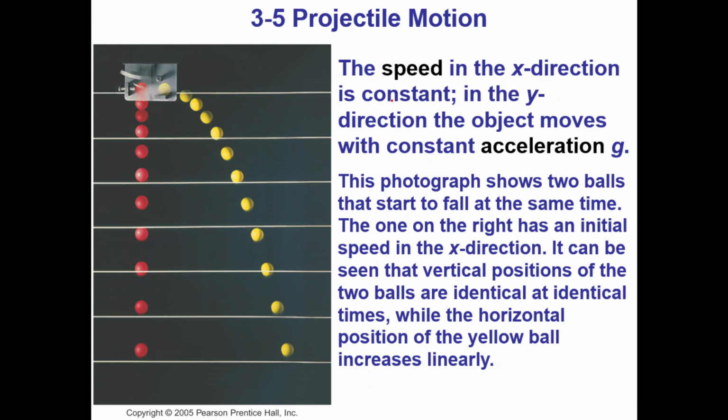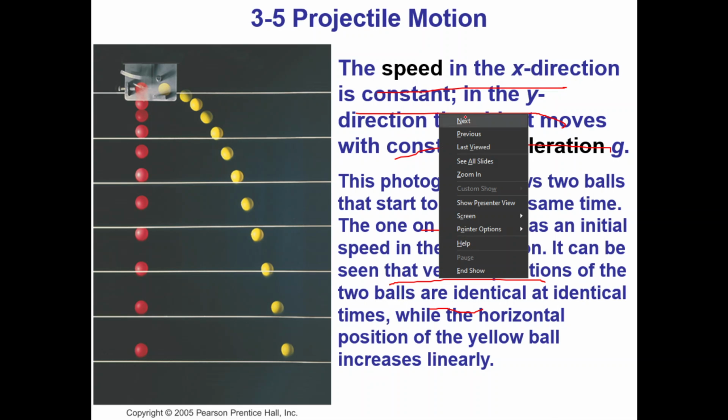In projectile motion, the speed in the x direction is constant. In the y direction the object moves with constant acceleration g. This is a photograph that shows two balls that start to fall at the same time. The one on the right has initial speed in the x direction. It can be seen the vertical positions of the two balls are identical at identical times, while the horizontal position of the yellow ball increases linearly.